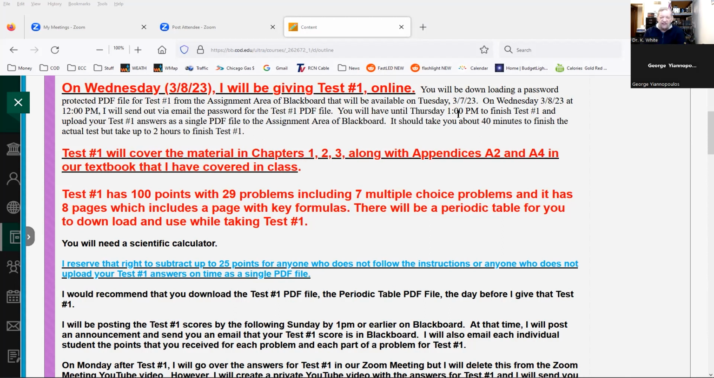If we were face-to-face, I give students 50 minutes. That's how long my time is in that room. But usually students are finished in 40 minutes or less. But I'll give you up to 2 hours to take that.